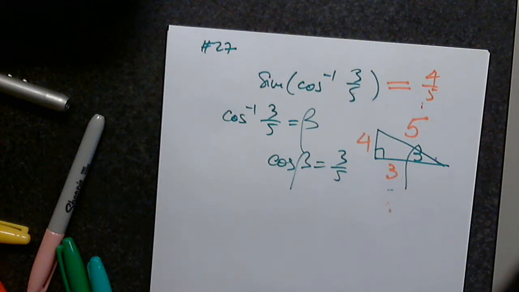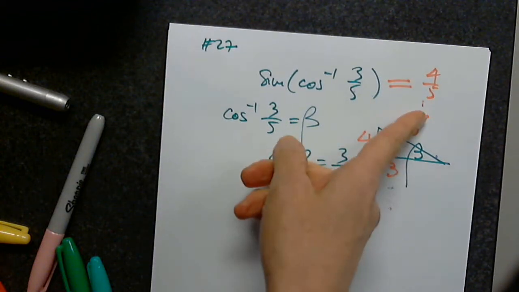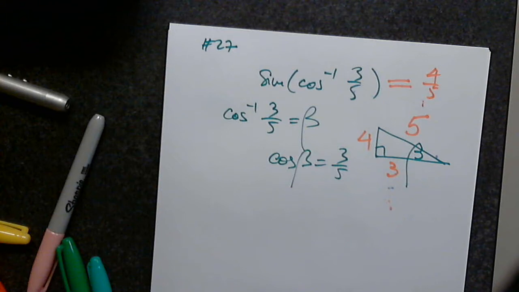I'm sorry? 4 squared plus 3 squared is 5 squared. Or the other way around. 5 squared minus 3 squared is 4 squared. These are Pythagorean numbers. So 5 squared minus 3 squared is 16. I take the square root. And I get 4. This is really a 20-second problem.